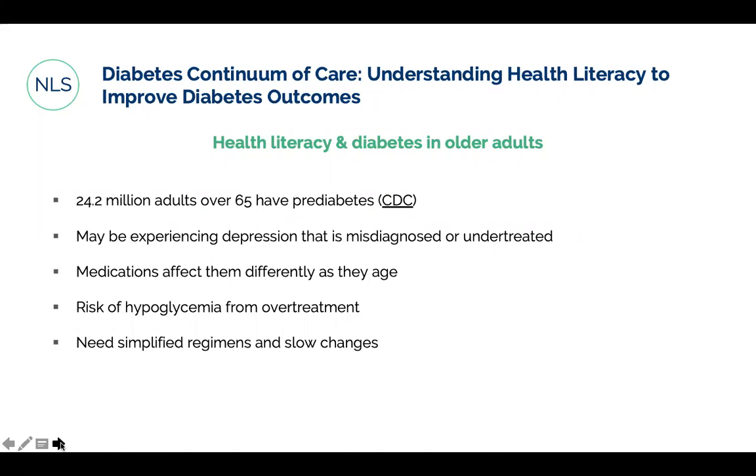Even if an older adult has always been good at taking their medications consistently, as they age, those medications may metabolize differently or cause different degrees of side effects. And while much of our diabetes management goals focus on avoiding high blood sugar or hyperglycemia, older adults are particularly at risk for being affected by hypoglycemia or low blood sugar as a result of overtreatment or inadequate nutrition, and this can be very dangerous.